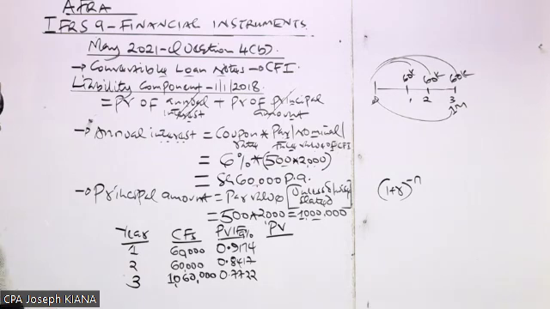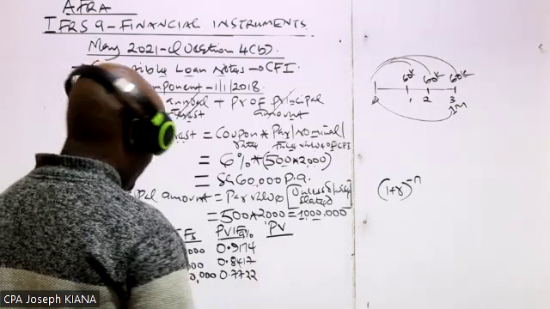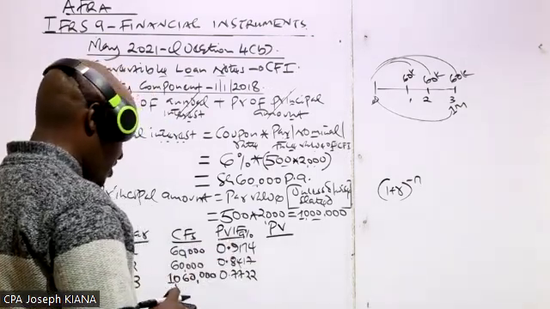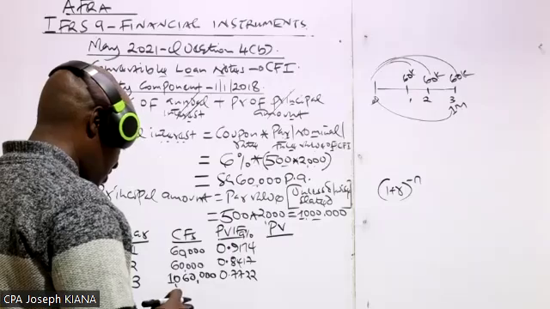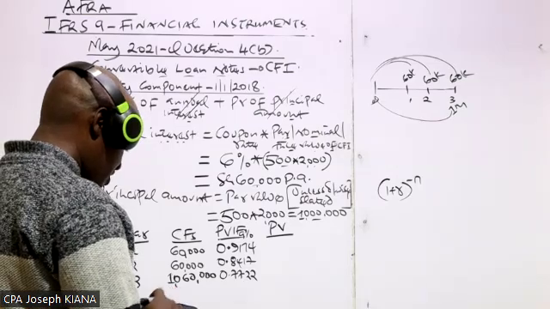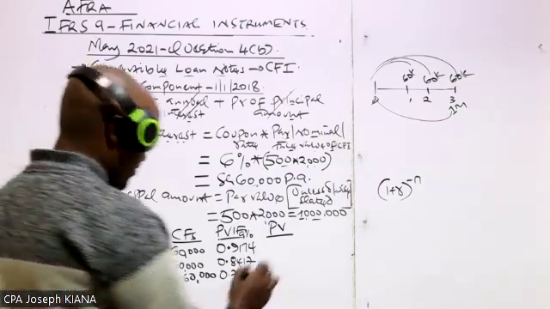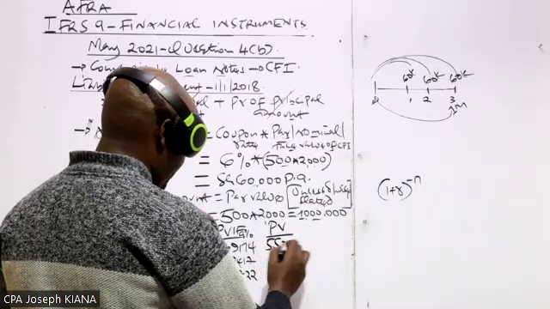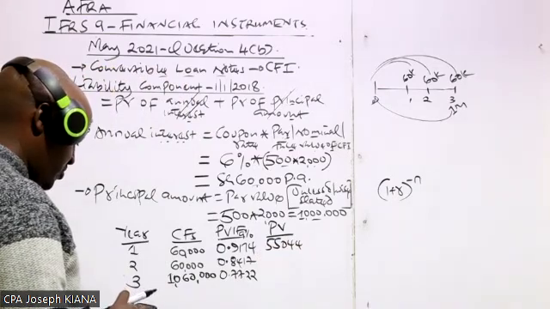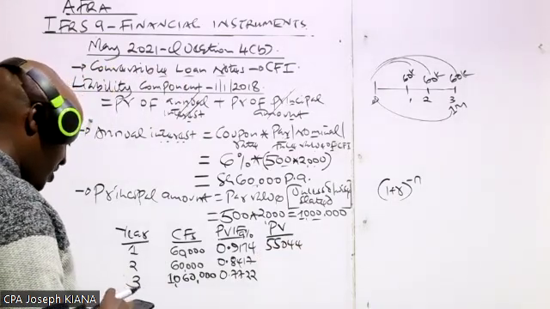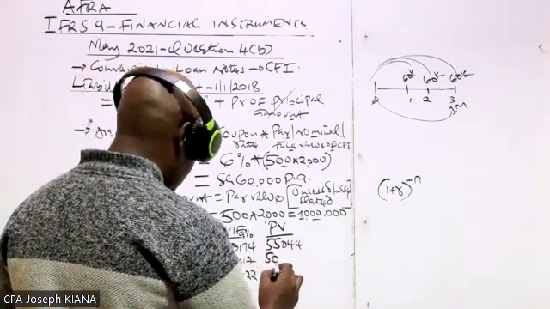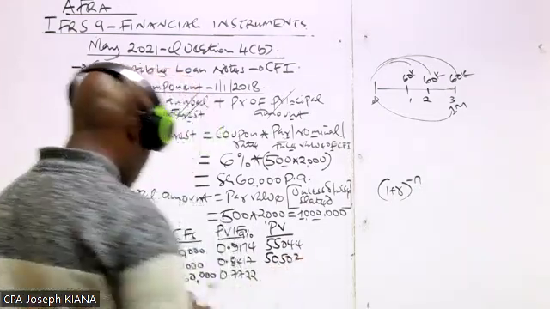Okay. So if that is the case, then we need to get the present values by multiplying our cash flows with the present value interest factors. So in the first year, we have 60,000 times 0.9174. I'm getting 55,044. What about year 2? 60,000 times 0.8417. I'm getting 50,502.